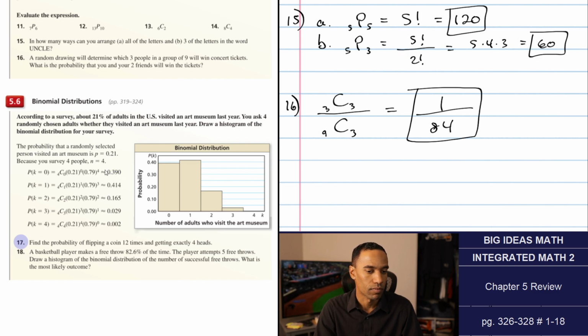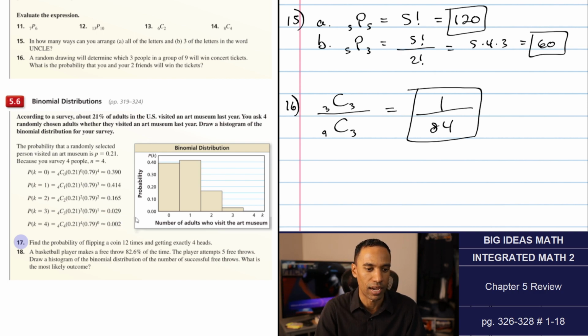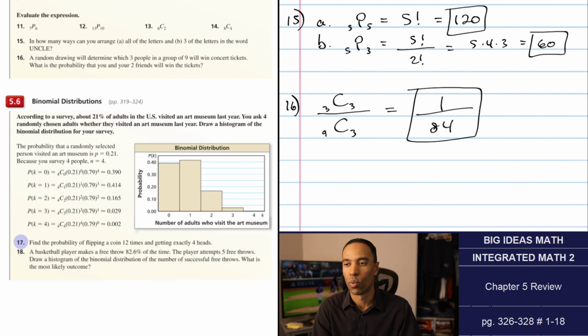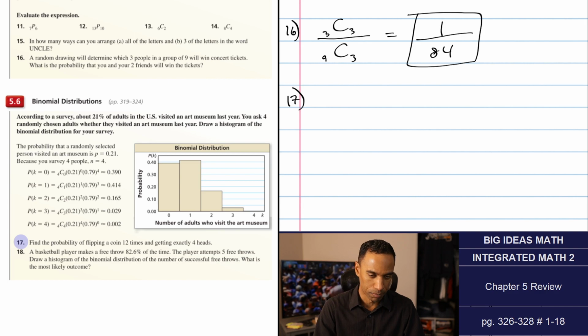39%. There's a 41-ish% chance that one of them will say they visited a museum, 16.5% chance that 2 of them say it, 2.9% chance that 3 of them say it, and 0.2% chance that all 4 of them say it. Very low when there's only a 21% chance that you get it. And getting all 4, very unlikely.